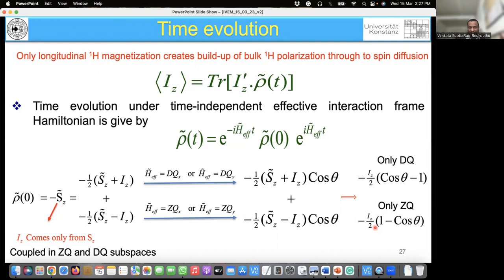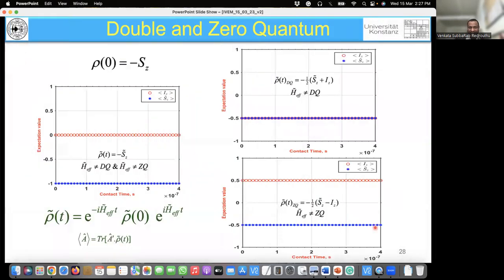And I can show how we [do] these things in a pictorial representation. So here, as I mentioned, we start with the minus Z magnetization, and we can rewrite that into the zero quantum and double quantum sort of thing. So this is double quantum Z magnetization, and this is the zero quantum.